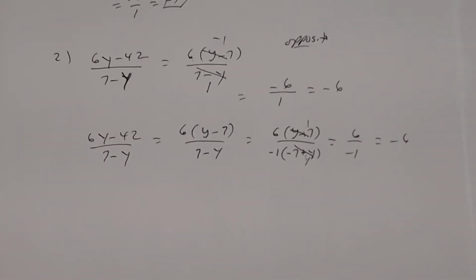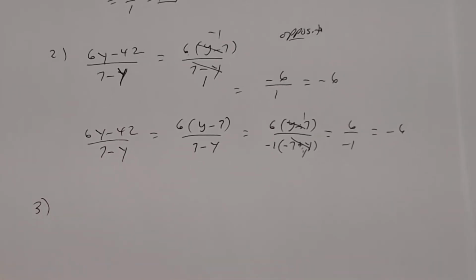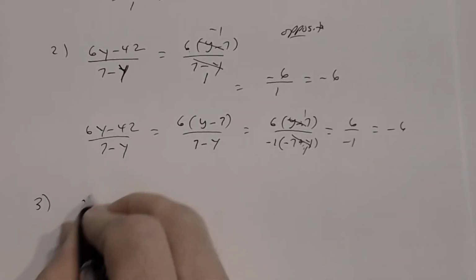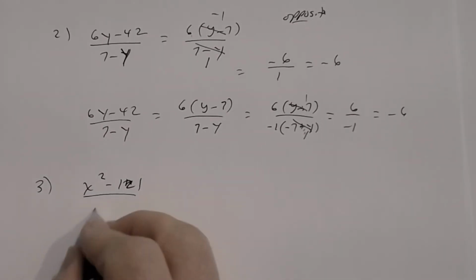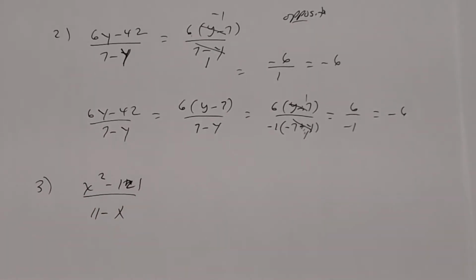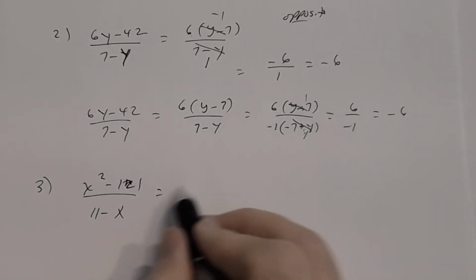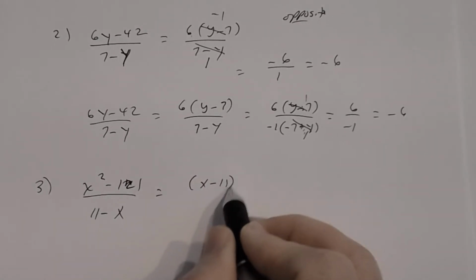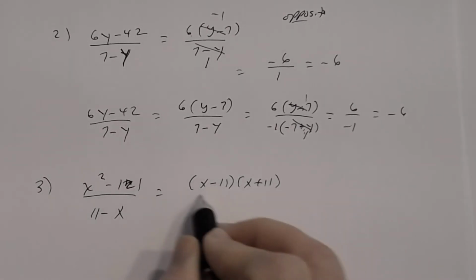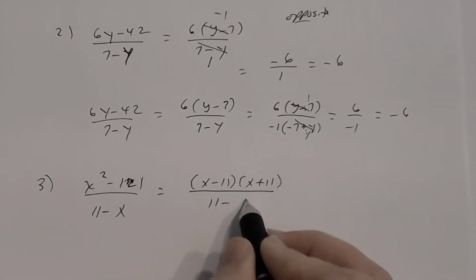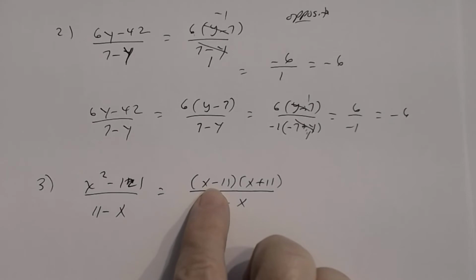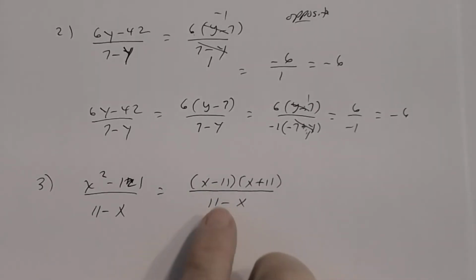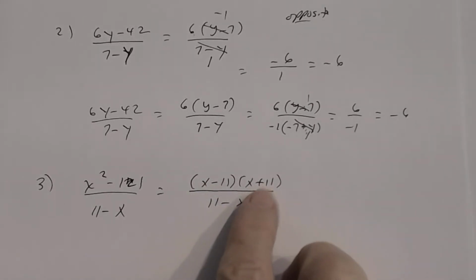All right, number 3. Let's suppose you had (x squared minus 121) divided by (11 minus x). Okay, so in the numerator, that's a difference of two squares. So I can factor that as (x minus 11) times (x plus 11), right? Divided by 11 minus x. Okay, so now let's see what I can do. So I have x minus 11. I don't see an x minus 11 down here. I see an x plus 11. I don't see an x plus 11.